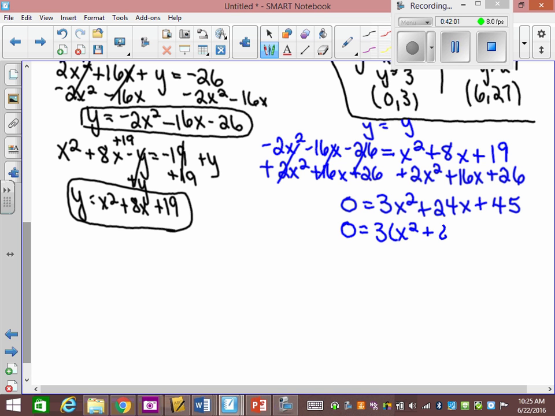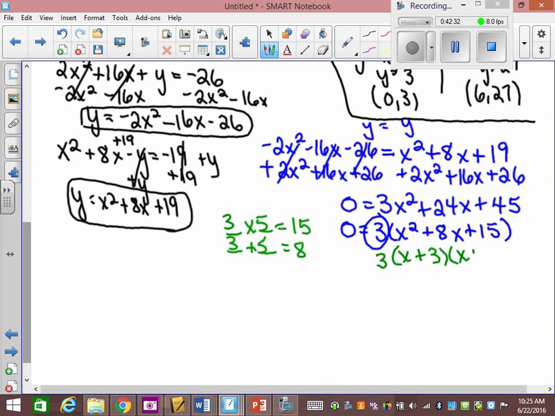So x squared plus 8x plus 15. Does this 3 affect my x's? No, because it's just a coefficient out front. And we say what times what equals 15? What plus what equals 8? What do we get, Cole? And then we can go right to brackets. X equals negative 3, x equals negative 5.